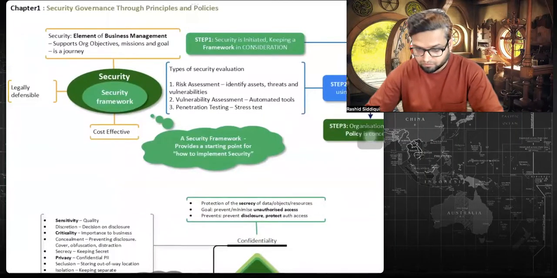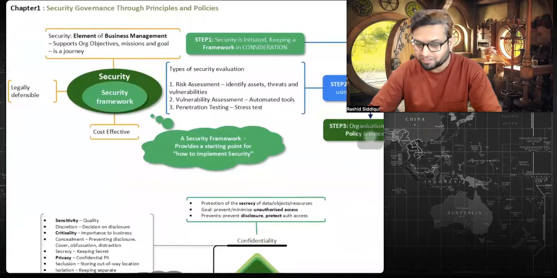Just a quick recap for those who have not seen the past video, or just to keep this video in continuation with our train of discussion. We discussed security governance through principles and policies. Therein, first we discussed how an information security policy is conceived. So we start with a security framework and we develop organizational security around that framework. This may be one framework or more than one framework. It depends on the business.